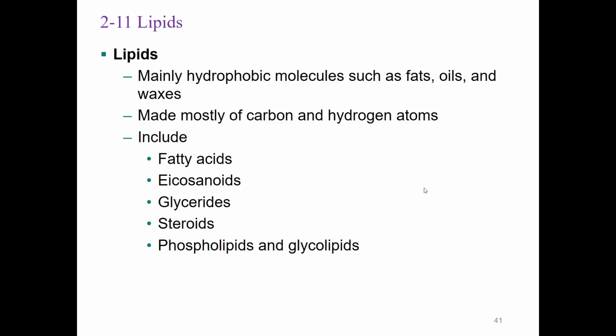Lipids. Lipids are mainly hydrophobic molecules such as fats, oils, and waxes. They're made mostly of carbon and hydrogen atoms and are going to include fatty acids, eicosanoids, glycerides, steroids, phospholipids, and glycolipids. Phospholipids we're going to hear about again because they are so integral in the cell's membrane.